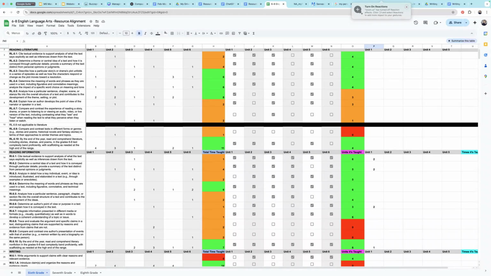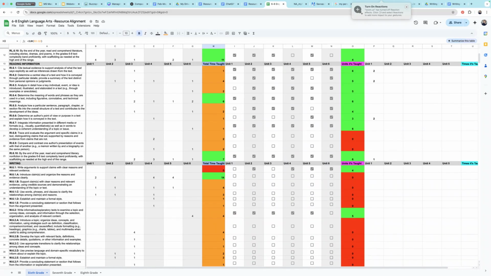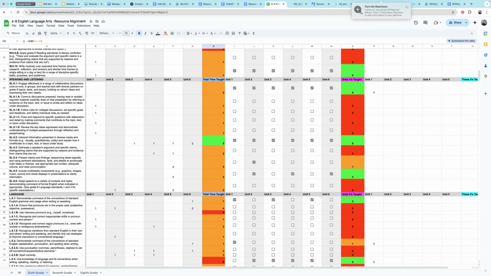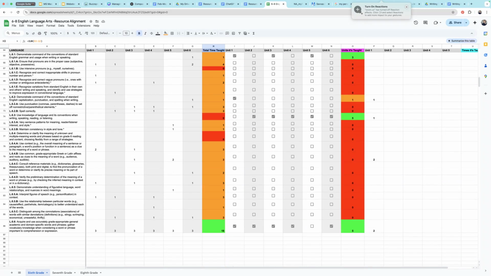So, in their resource adoption process, our organization has developed for them a rubric on how to score, and part of that rubric is standard alignment. So, here I want to share with you that on the left-hand side, we have all of the standards written out here, and this is for sixth, seventh, and eighth grade.